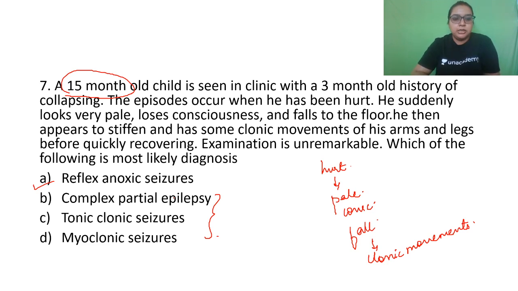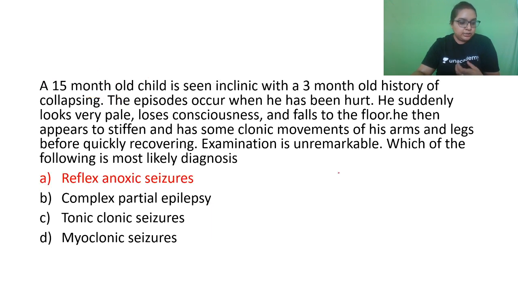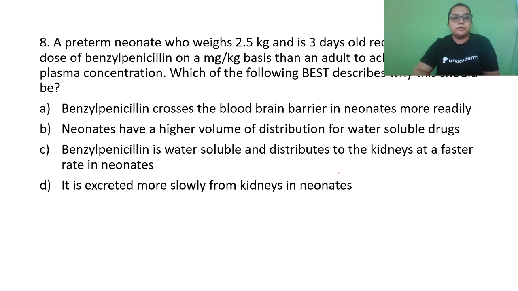Some of you have marked C also. It's not a seizure. Why would a seizure be triggered following an injury? Seizures can never be voluntary. Okay, I hope that clarifies. So these clinical based questions are extremely tricky. You need to pick up the correct points which will lead you to the correct answer. The answer is A, that is reflex anoxic seizures. Please don't get confused.